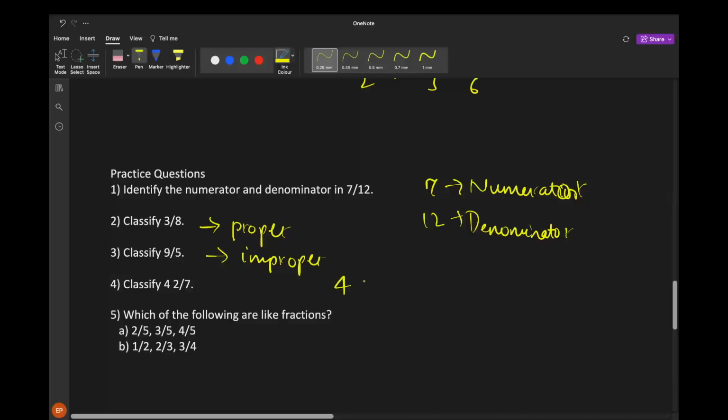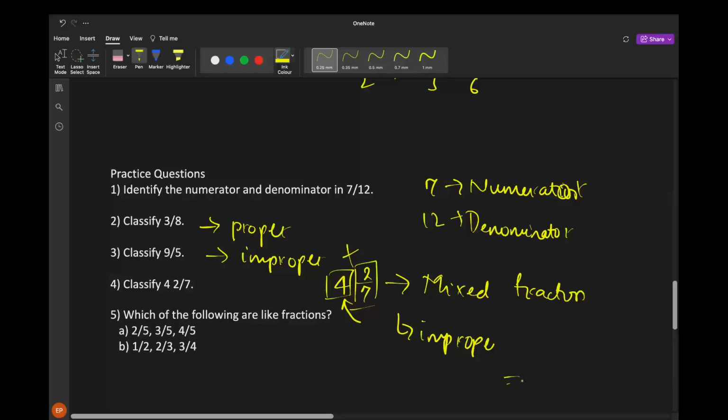This one, 4 2 by 7, a whole part and a proper fraction, means a mixed fraction. Can we convert this mixed fraction into improper? Yes, we can. As I told, just multiply these two and add this one. 4 7s are 28, 28 plus 2, 30, 30 by 7.